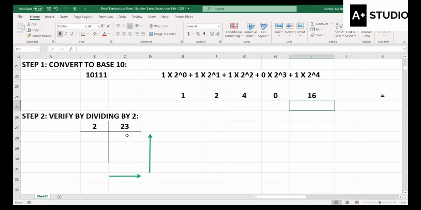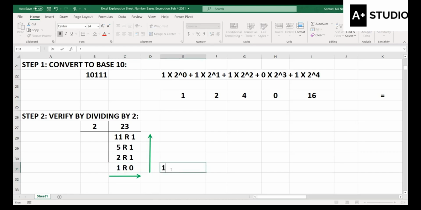Let's verify. 2 into 23, we'll go there 10 times. 2, 10, 20. Sorry, 2, 11, 22. Remainder 1. Now 2 into 11 will be 2, 5, 10. Remainder 1. 2 into 5 is 2, 2, 4. Remainder 1. And then 2 into 2 will be 2, 1, 2. Remainder 0. And if you take your time and pick from bottom to top, we end up getting 1, 0, 1, 1, 1, which is exactly the value here.